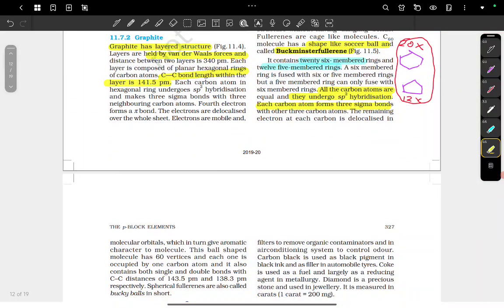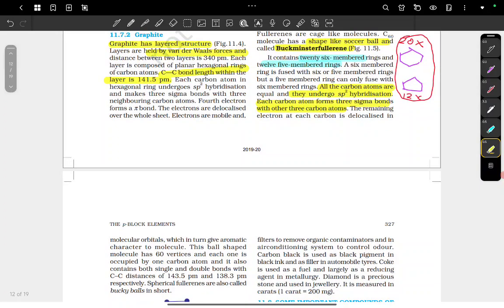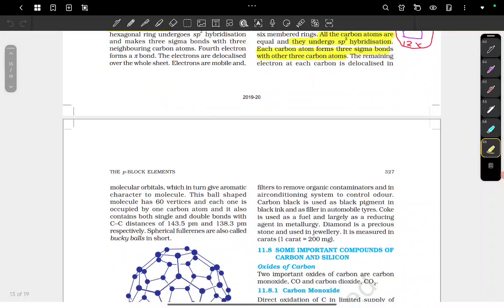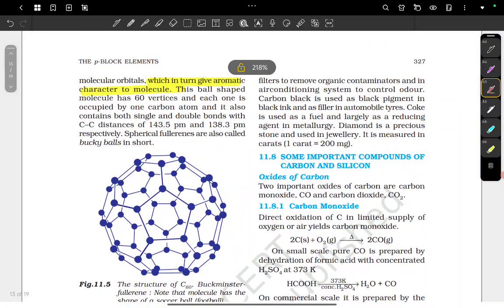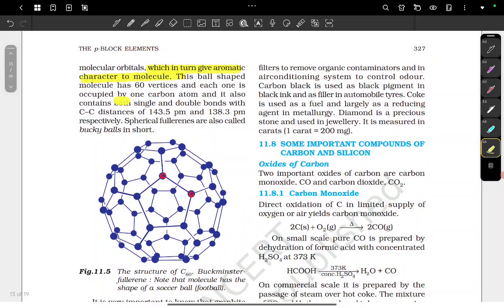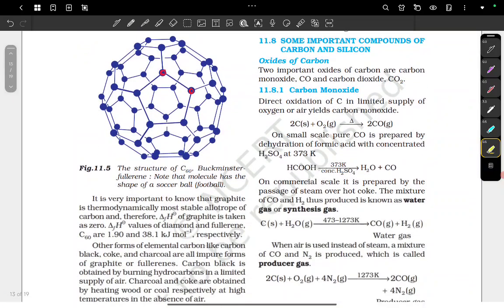Each carbon forms 3 sigma bonds with 3 other carbons, and the remaining one is delocalized, which gives aromatic character to the molecule. Now, of course, it has 60 vertices since there are 60 carbons, and each one is occupied by one carbon atom, and it contains both single and double bonds with distances of 143.5 and 138.3 picometers respectively. And these are also called buckyballs.